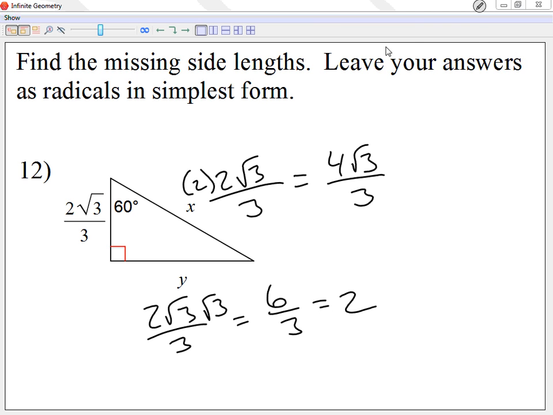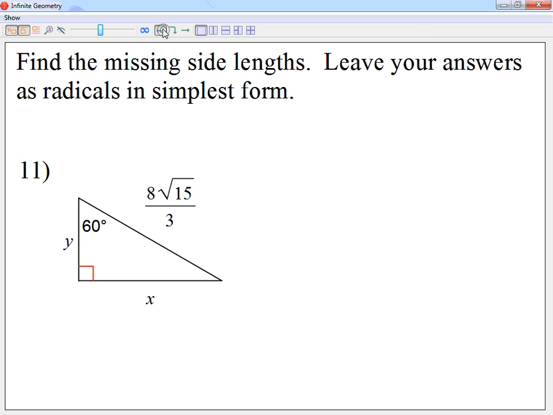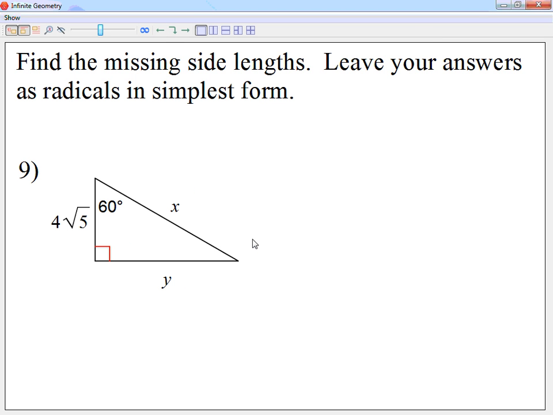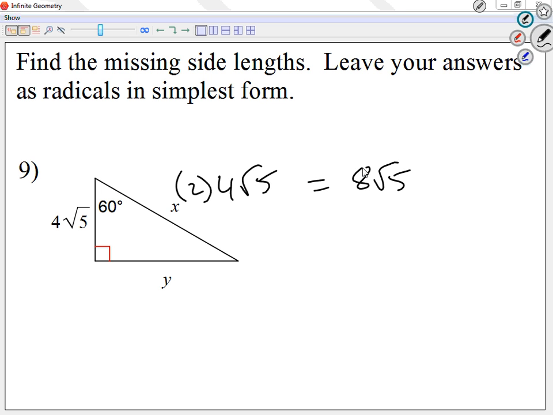Number 9? Might as well do all of it since I told you. Alright guys, so we're dealing with a 30, 60, 90. Starting from the short side to get to the hypotenuse, let me write 4 radical 5 to begin with. To get the hypotenuse, I have to multiply this by 2. So I'm going to finish with 8 radical 5. Now to get the longer side, I have 4 radical 5 to begin with. In this case, multiply by radical 3. So we finish with 4 radical 15.